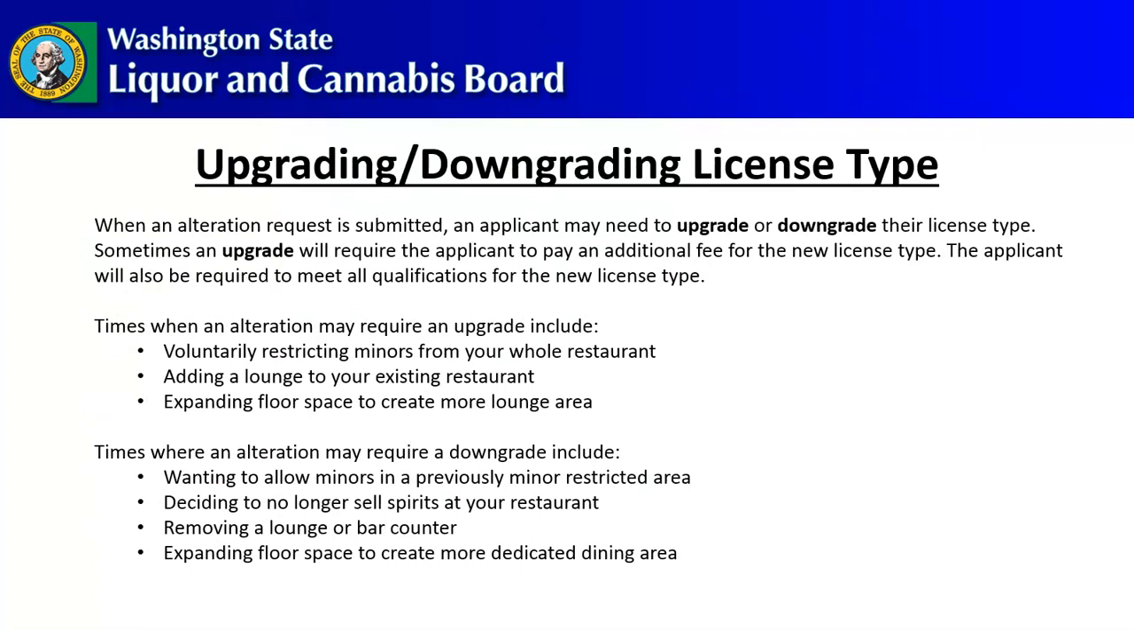Now we will begin discussing the process of upgrading and downgrading your license as it pertains to an alteration. When an alteration request is submitted, the applicant may need to upgrade or downgrade their license type in order to approve their alteration request. Sometimes an upgrade requires the applicant to pay an additional fee for the new license type. On top of that, the applicant will be required to meet all qualifications regarding the new license type.